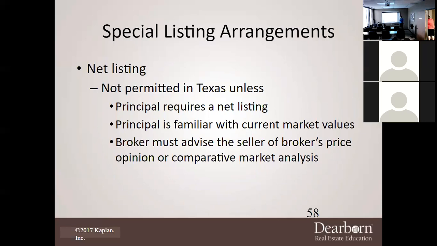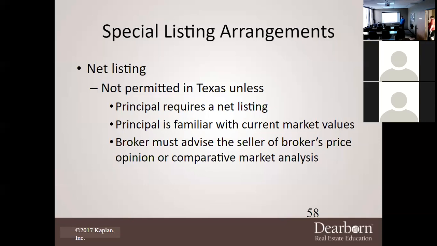She tells you, she says, Stefan, I want you to sell my house for $200,000. Anything over $200,000, you can have it. Okay? Well, what is that? That's a net listing. Now, if she's a knowledgeable person, okay, she knows her stuff. She's probably done her research. But what happens if you go to Garrett?